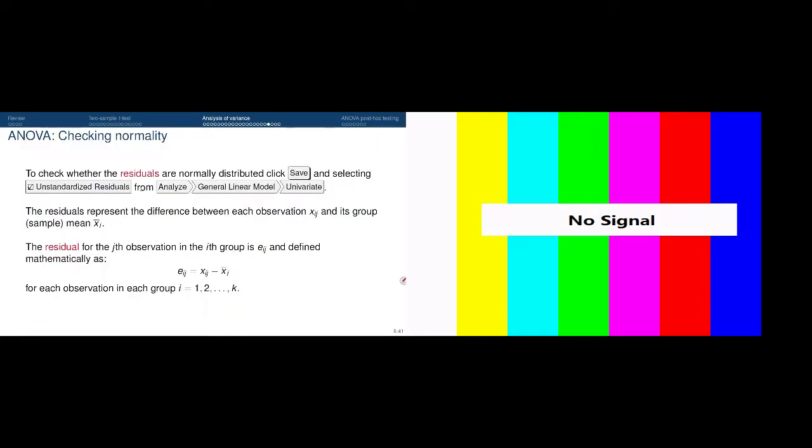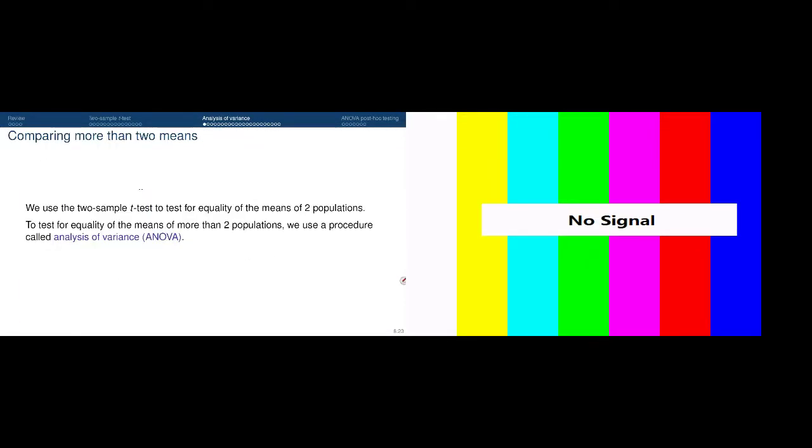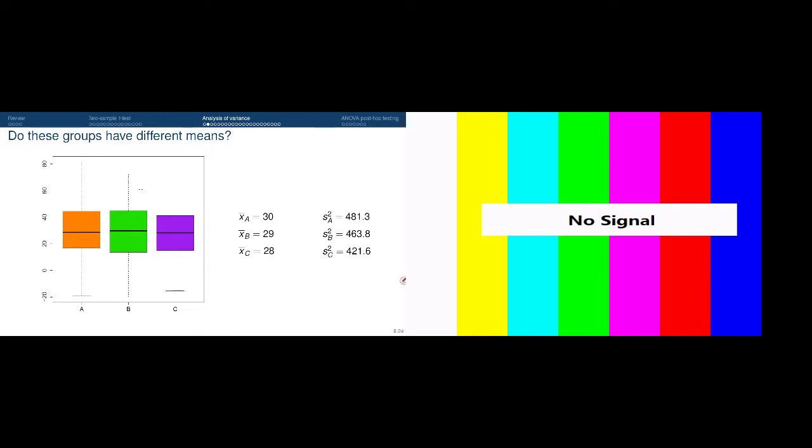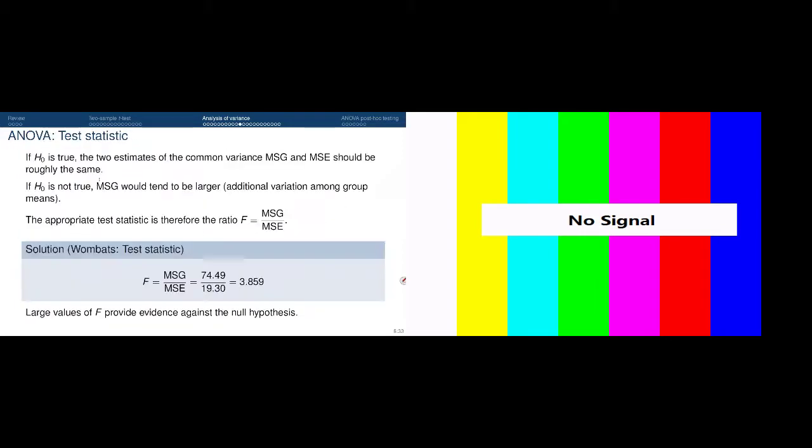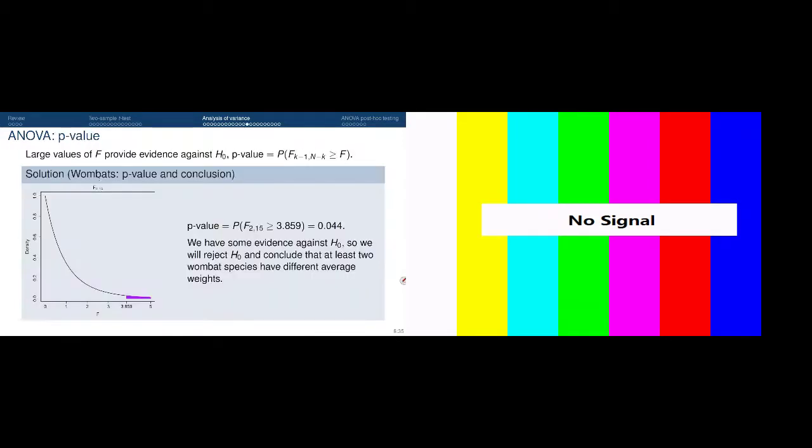Okay, so what have we done? We looked at this ANOVA testing procedure, which basically looks at how different is the variation in these means compared to this overall variation. We looked at some wombats. We got a p-value of 0.044, so we rejected the null, and we're saying that there is a difference in at least one pair of means, all right? So at least one pair of mu i and mu j are different.